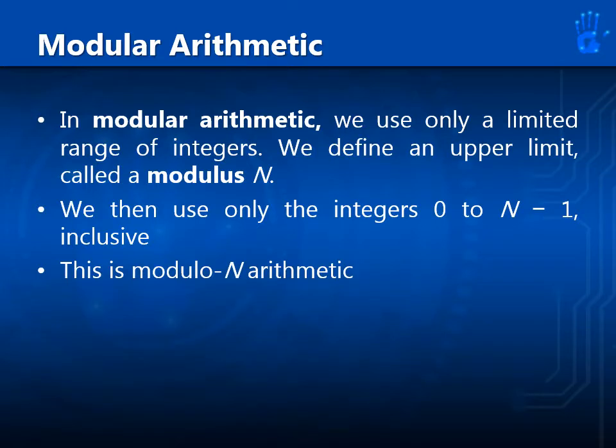Modular arithmetic. In modular arithmetic, we use only a limited range of integers. We define an upper limit called a modulus n. We then use only integers from 0 to n minus 1 inclusive, which means we can use the integer 0 and also whatever value n minus 1 is. This is known as modulo n arithmetic.